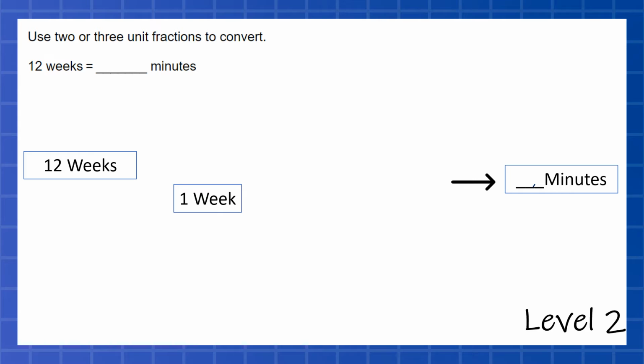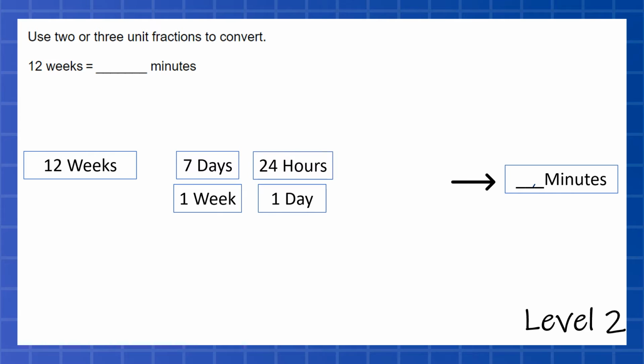And so 1 week, how can we make that into minutes? I don't know how many minutes are in a week, but I can make it smaller. Minutes is getting smaller, so I want to make it smaller. What's smaller in a week? Days. There are 7 days in 1 week, so that's what I'm going to use for my conversion factor. Now, at this point, I want to connect days to minutes. Again, I don't really know how many minutes are in a day, but I do know I can keep making it a little bit smaller.